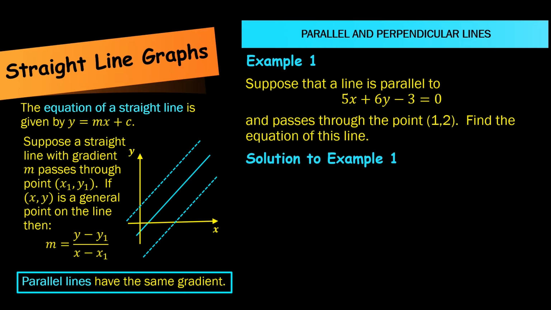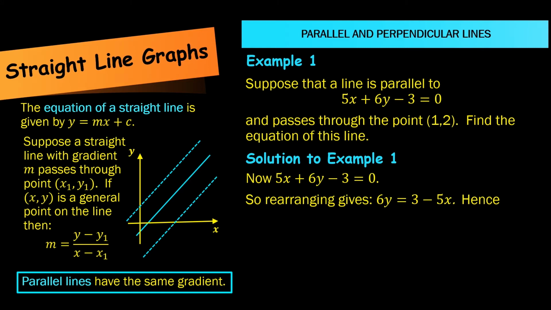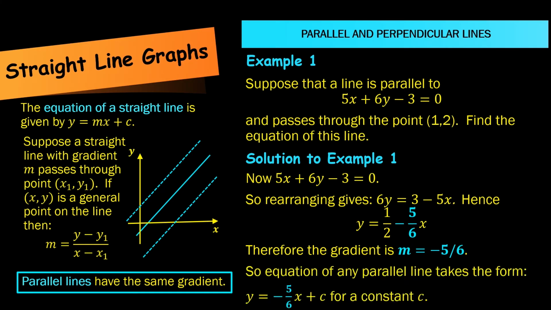So let's solve this. Now the equation of the line is 5x plus 6y minus 3 equals 0. So rearranging gives 6y equals 3 minus 5x. We're trying to isolate the y's. And then dividing through by 6 gives y equals a half minus 5/6 x. Notice that minus 5/6 is the gradient. So the equation of any parallel line takes the form y equals minus 5 over 6 x plus c for a constant c.